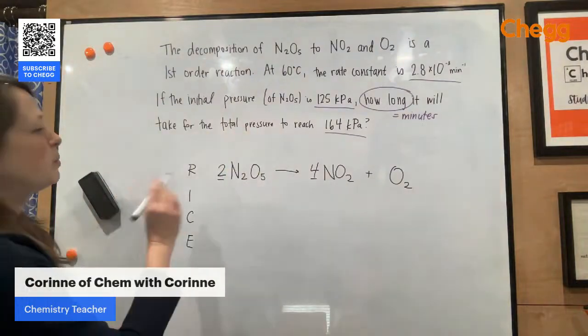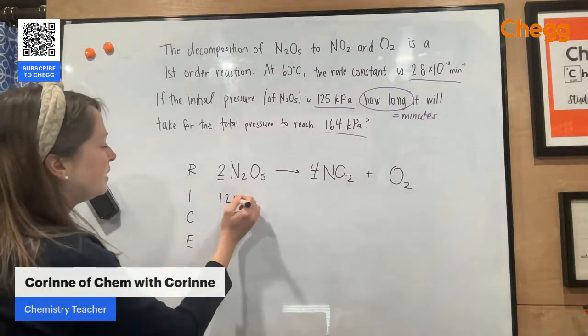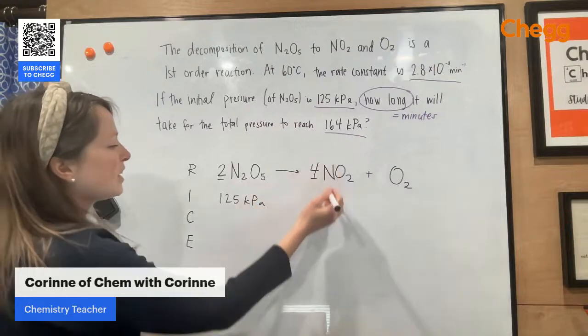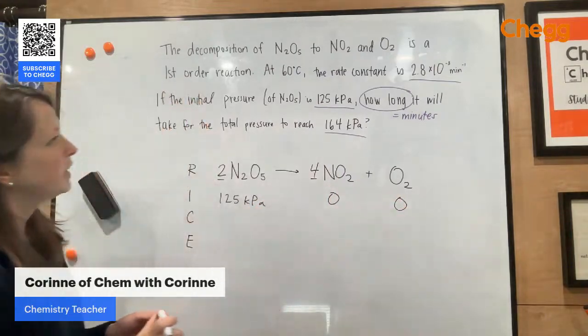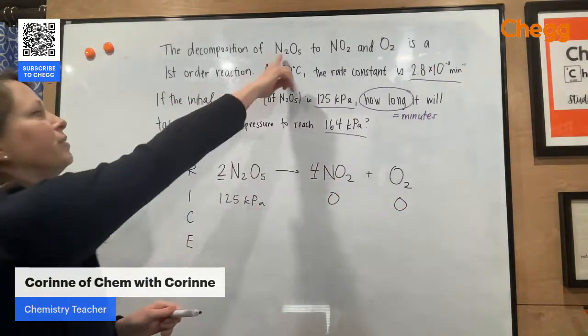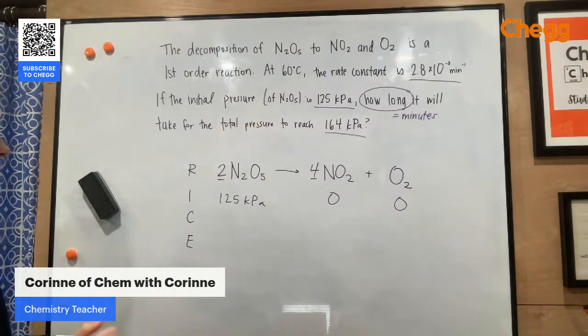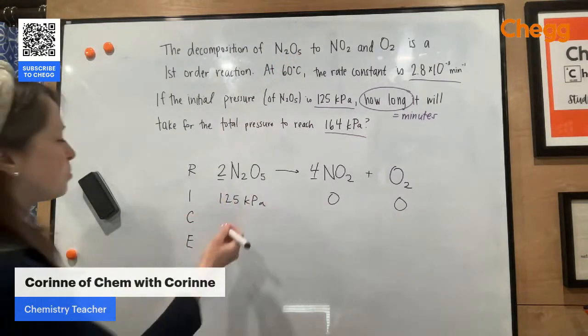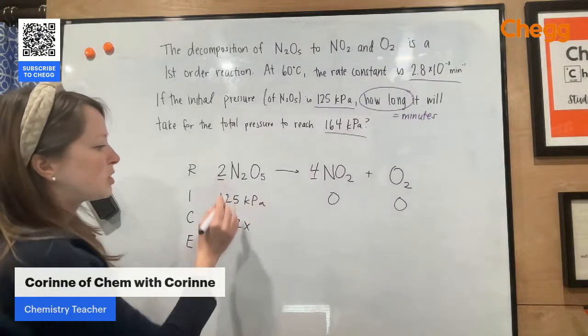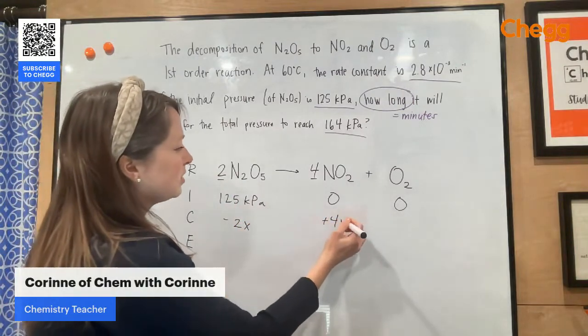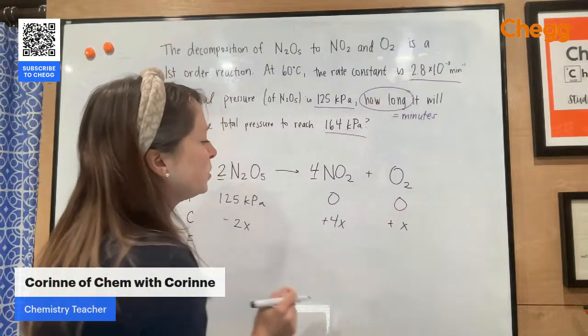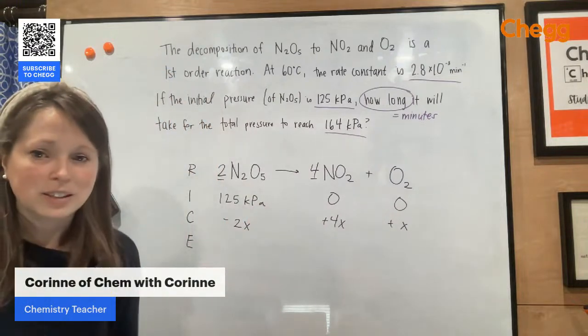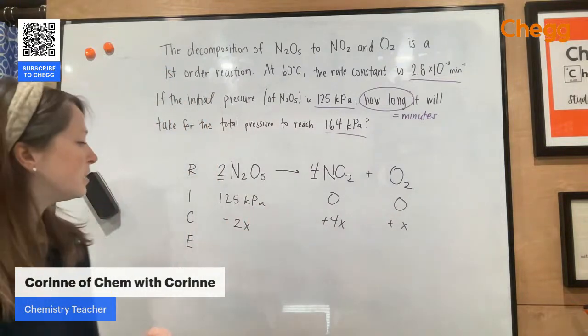So I know my initial pressure is 125 kilopascals. I'm going to assume that I don't have any of my products initially because we're looking at the decomposition of the dinitrogen pentoxide. So what's going to happen? I'm going to subtract 2x from that initial pressure. I'm going to add 4x and just x to O2. So again, what you are adding and subtracting is just based on those coefficients in that balanced equation.